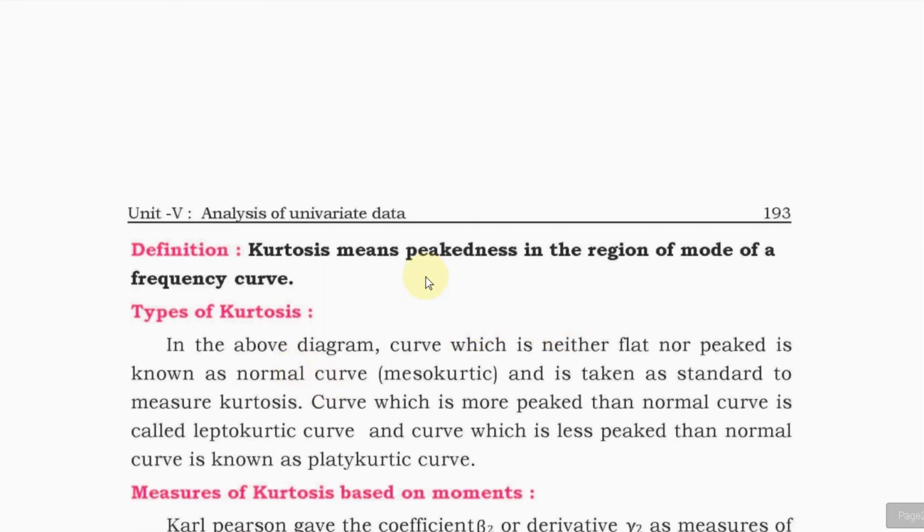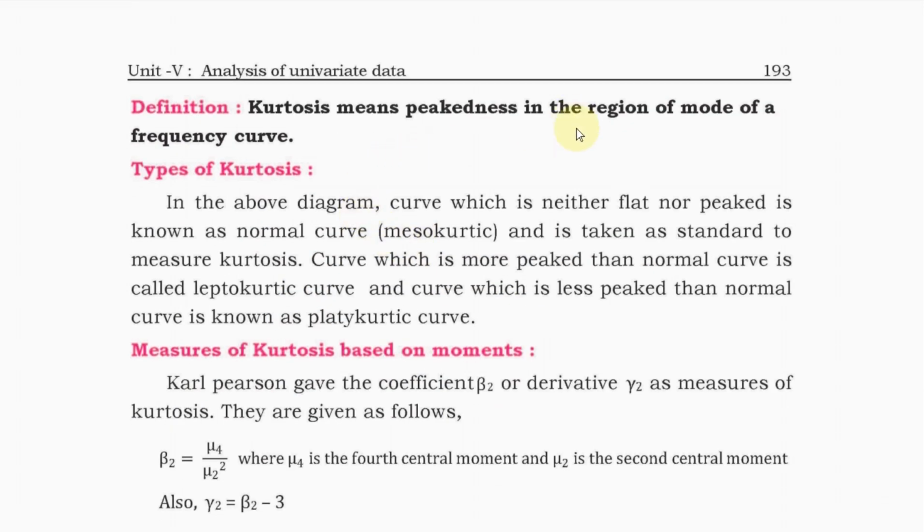In other words, kurtosis means peakedness in the region of the mode of a frequency curve. So where do you mark the mode in a given distribution? Wherever there is the highest concentration of values, the variable value with the highest frequency will be called the mode. That means maximum concentration of the frequencies at that particular point.